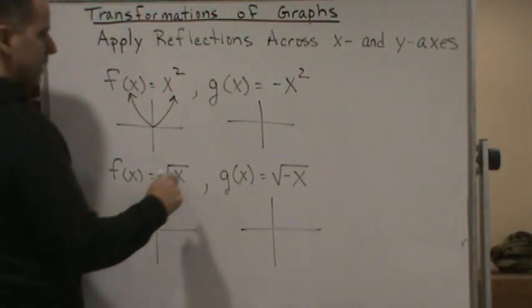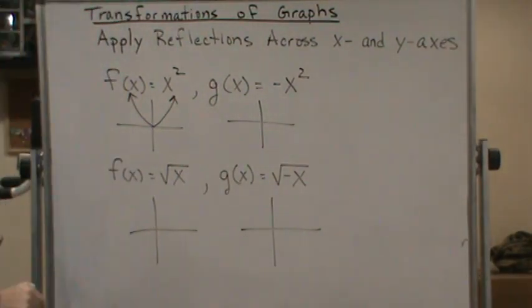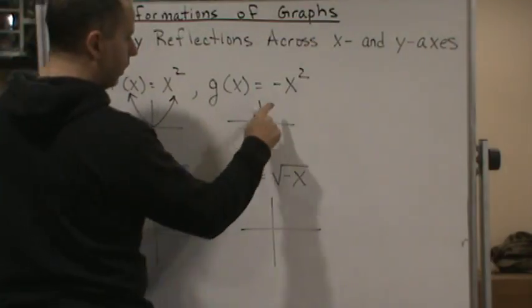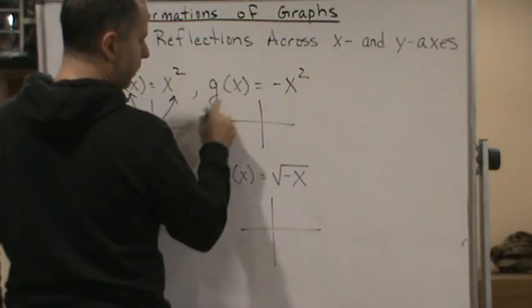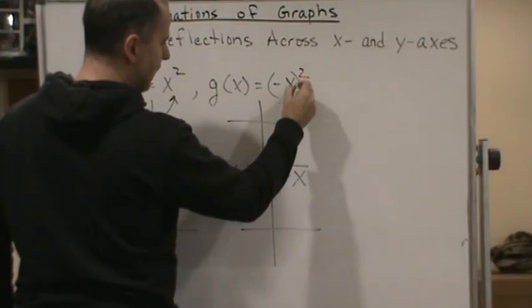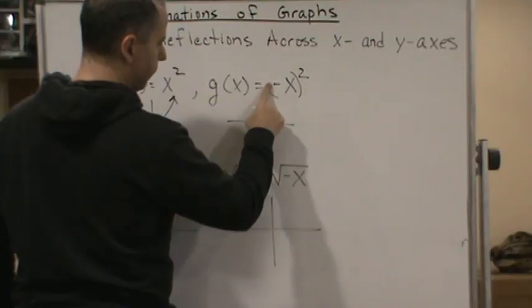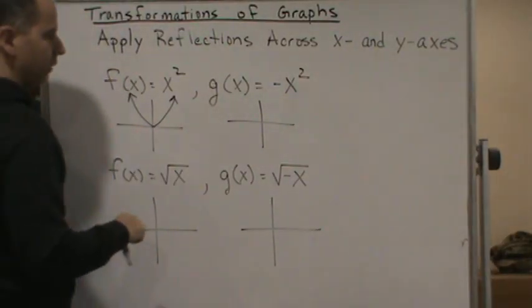Now, if we take the reflection, which means we're multiplying by -1, right? So here, notice that the negative is outside the function. There's no parentheses, right? So it's not this, right? That's something different, okay? But so the negative is outside.